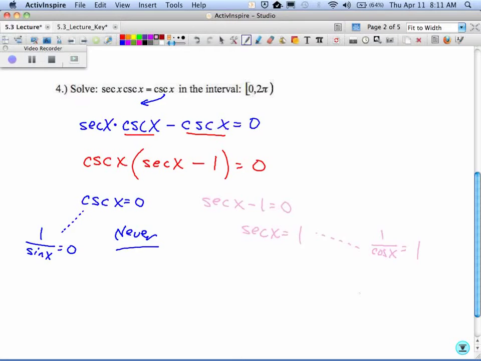When the cosine equals 1, okay. So when does the cosine equal 1? When is your x value 1 on that unit circle? Zero degrees. 0 degrees. Or 0 radians.